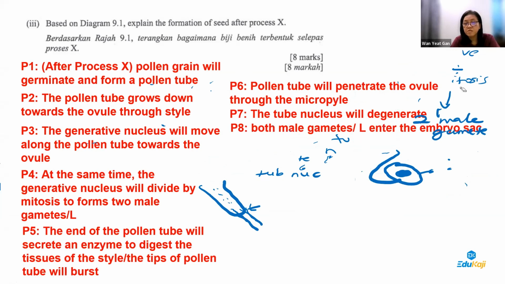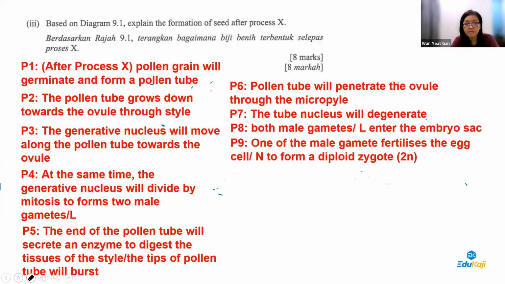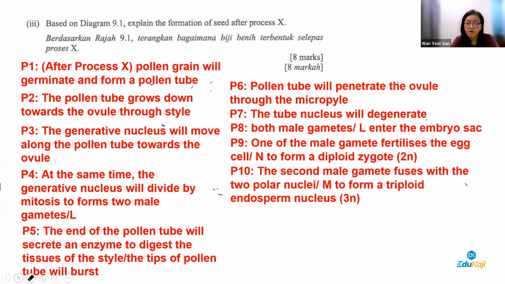Okay, the pollen tube will then penetrate the ovule through the micropyle. The micropyle is the opening at the end of the embryo sac, and then the tube nucleus will degenerate. Having led the way, it will now degenerate so that it can allow the two male gametes to enter the embryo sac. Now, one of the male gametes will fertilize the egg cell to form a diploid zygote, and the other male gamete will fuse with the two polar nuclei to form a triploid endosperm nucleus.